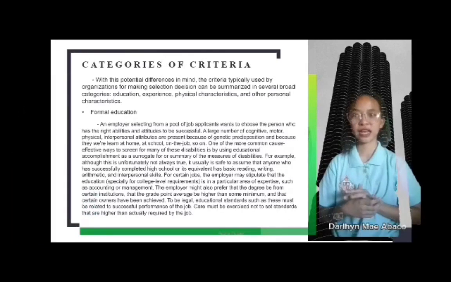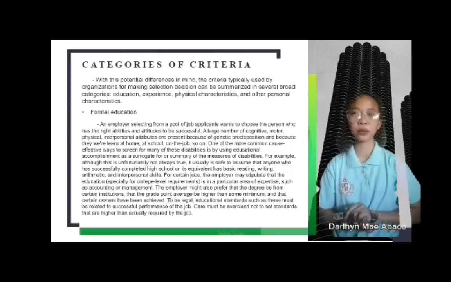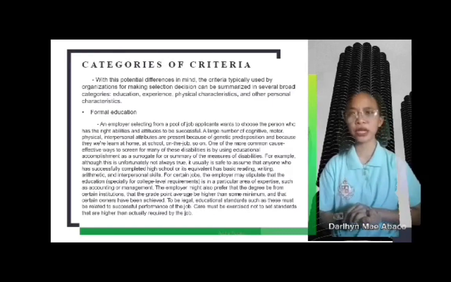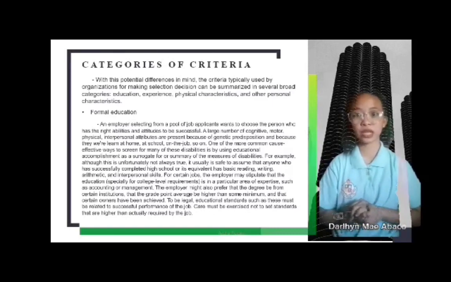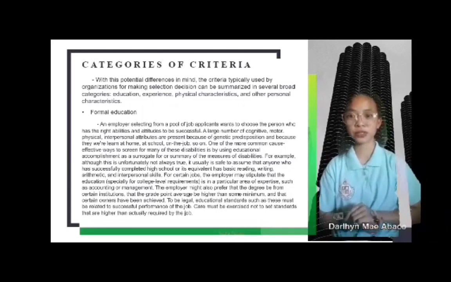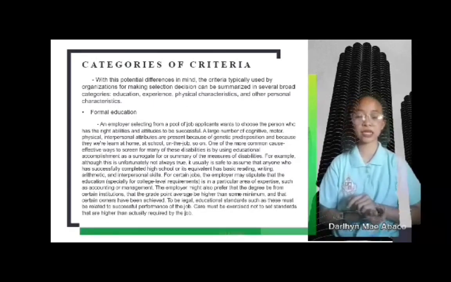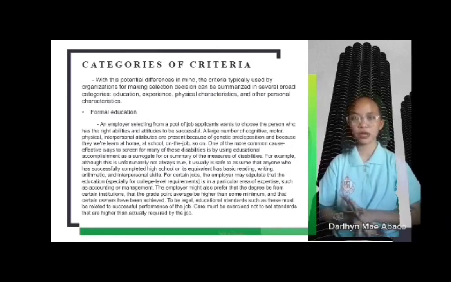Formal education. An employer selecting from a pool of job applicants wants to choose the person who has the right abilities and attitudes to be successful. One of the more common cost-effective ways to screen for many of these abilities is by using educational accomplishments as a surrogate for or summary of the measures of those abilities. For certain jobs, the employer may stipulate that the education is in a particular area of expertise, such as accounting or management. For a number of reasons, education leads to greater work.